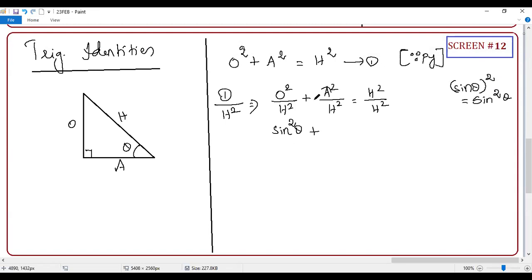Now, guys, what is adjacent by hypotenuse? Adjacent by hypotenuse is cos theta. But because of the square, I'm going to say cos square theta.